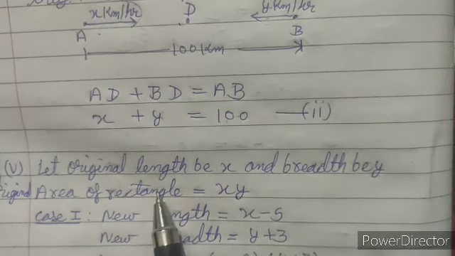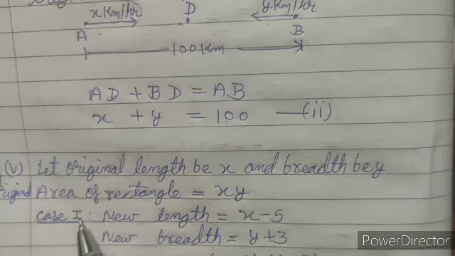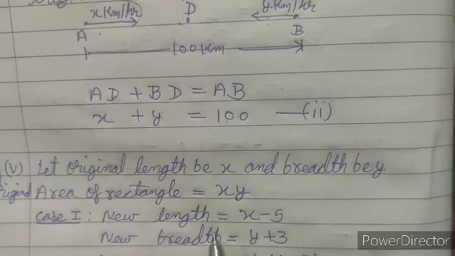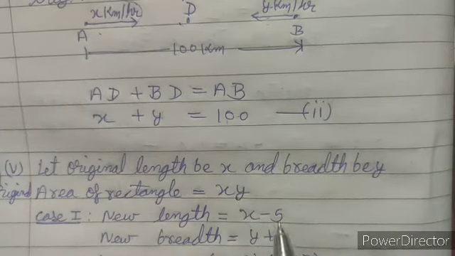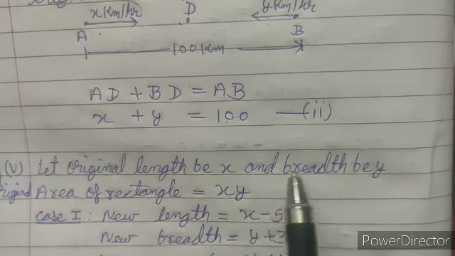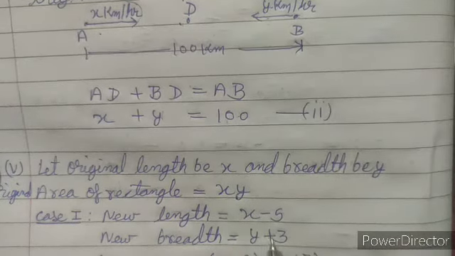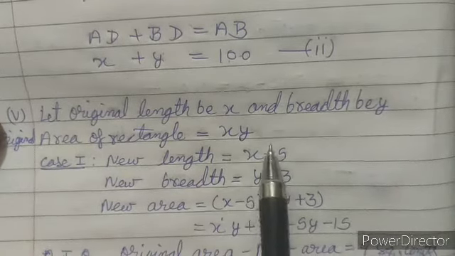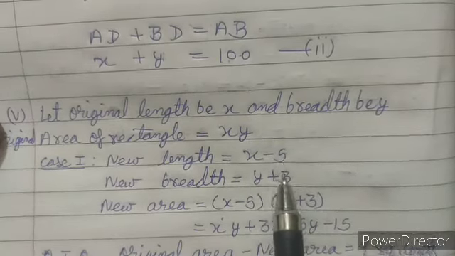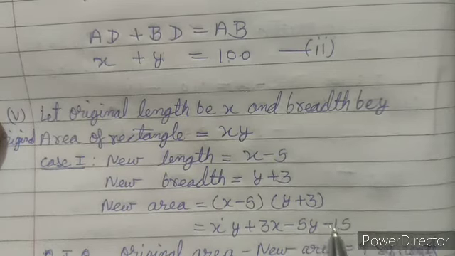Now, the original area of the rectangle will be equal to length into breadth, that will be xy. Now, in case first, he is saying that if length is reduced by 5 and breadth is increased by 3, that means the new length will be x minus 5, and the new breadth, the original breadth increased by 3, will be y plus 3. Then the new area will be x minus 5 into y plus 3, that will be length into breadth, and that will give us xy plus 3x minus 5y minus 15.